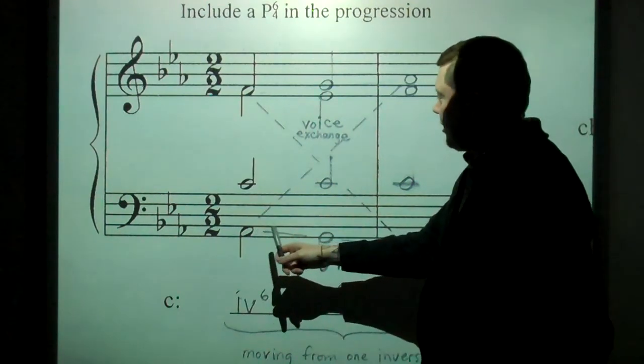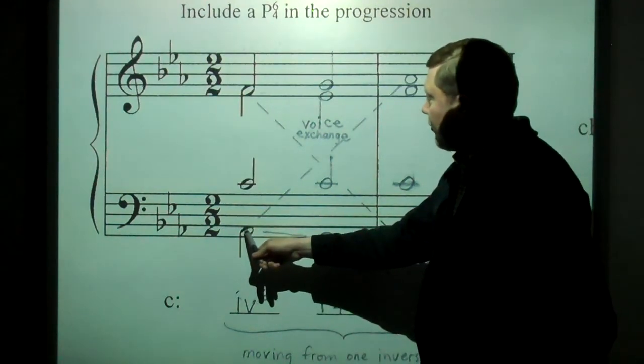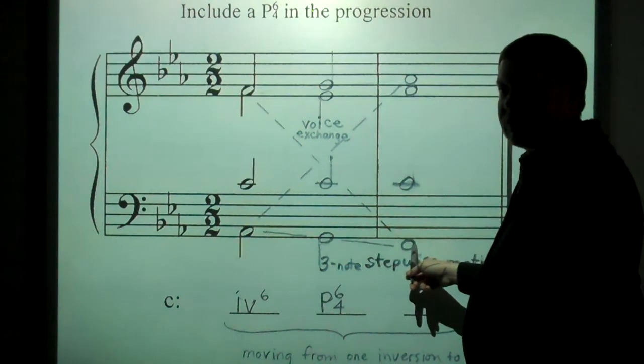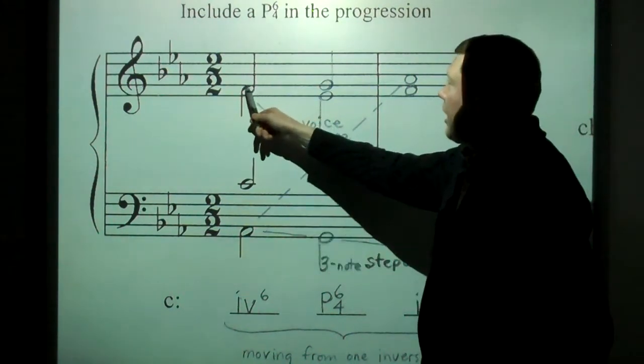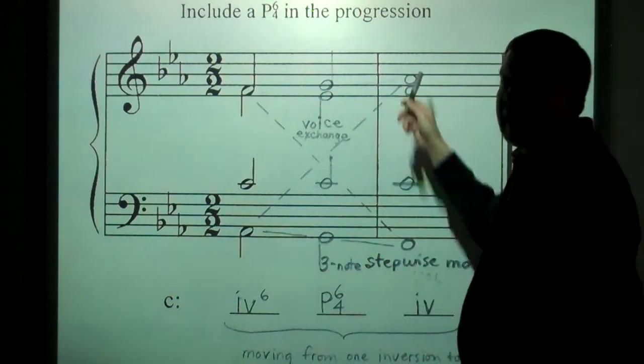So the voice exchange can be seen by A flat in the first chord going to F in the last chord in the bass, whereas just the reverse is true in the soprano: F in the first chord going to A flat in the last chord.